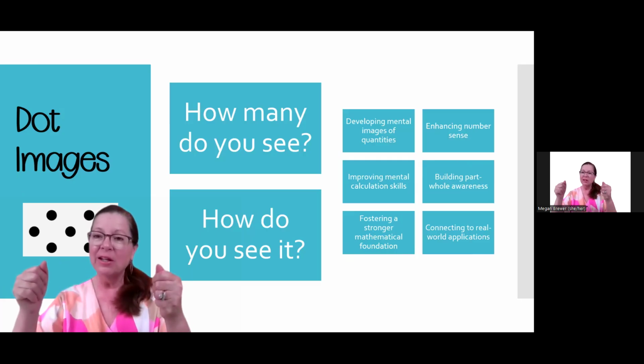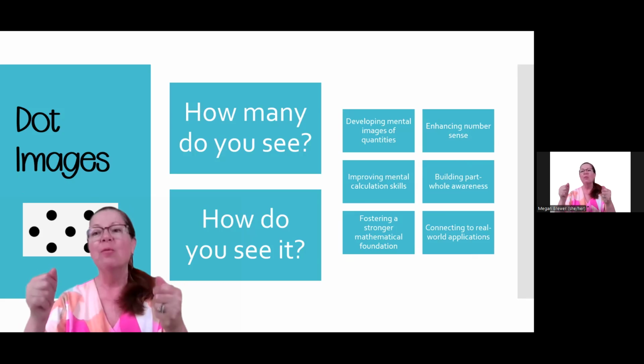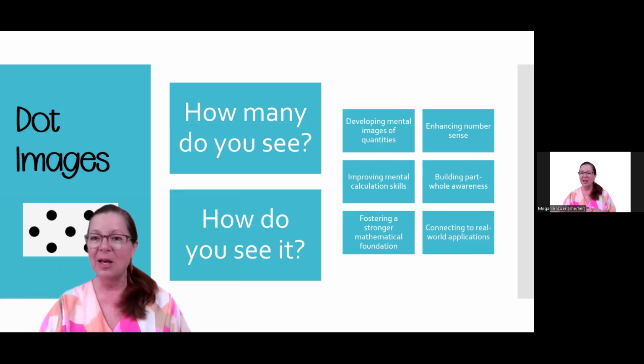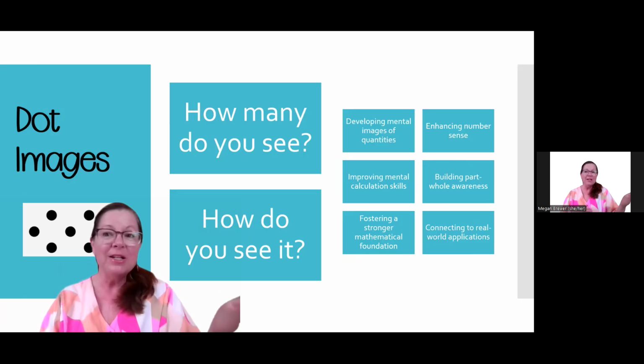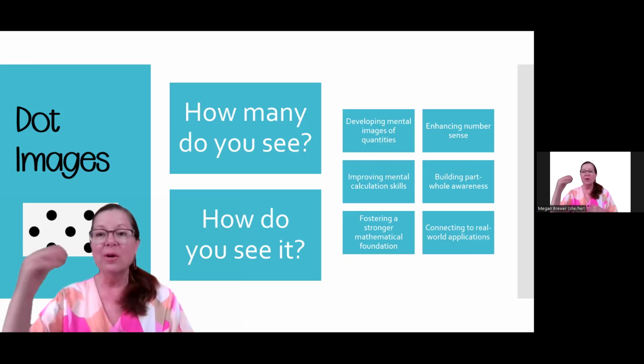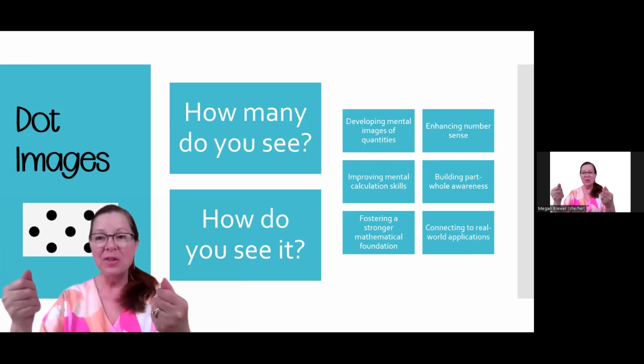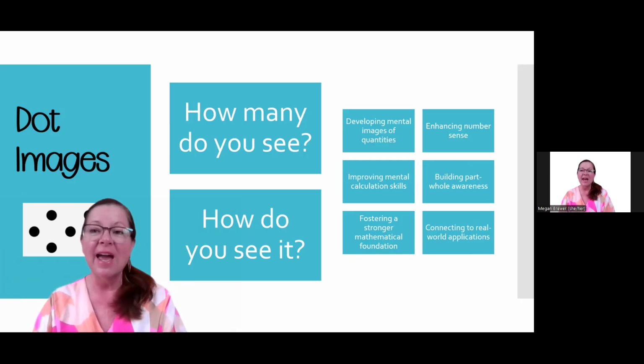So by only revealing the dots for a short time, you really need to be looking. Then I hide the image and I'm collecting data. How many did you see? Oh, you agree with that student? Oh, you saw the same as that student? Then I show the image again and I say, how did you see it?